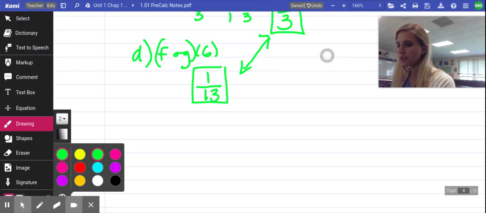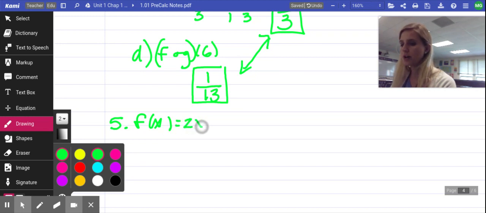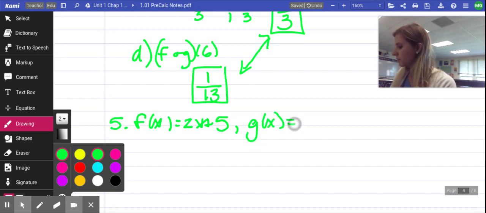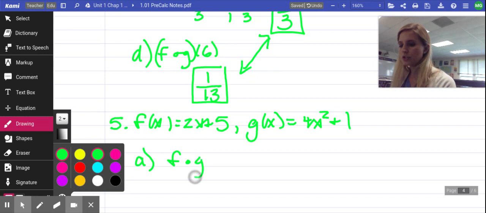All right, the last thing we're going to look at is if I don't give you a number, but I just give you a variable. So f of x equals 2x plus 5. And then I'm going to give you g of x equals 4x squared plus 1. And part A, I want you to find f of g of x.